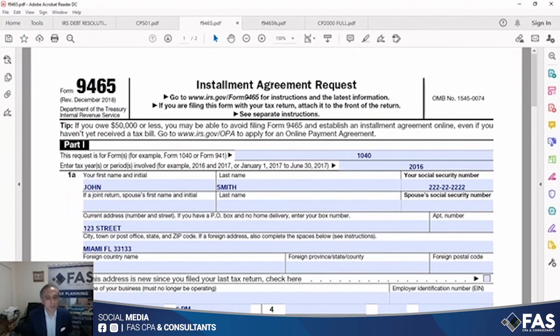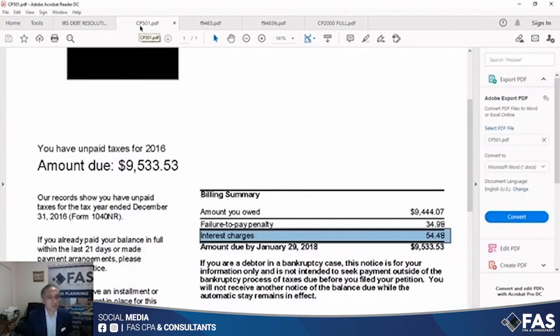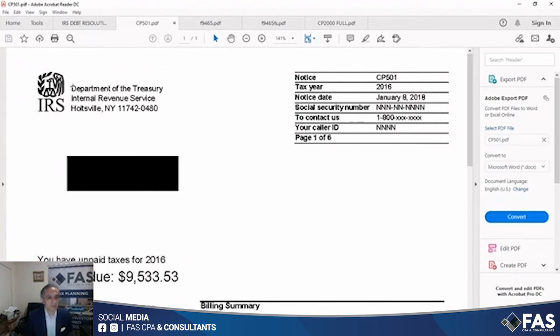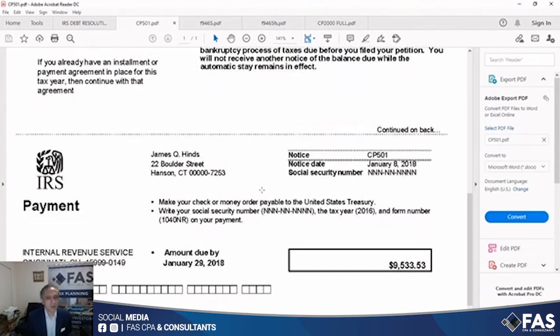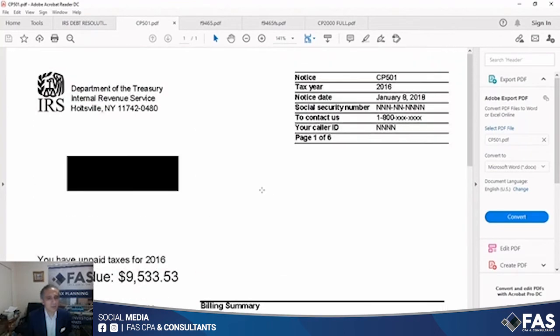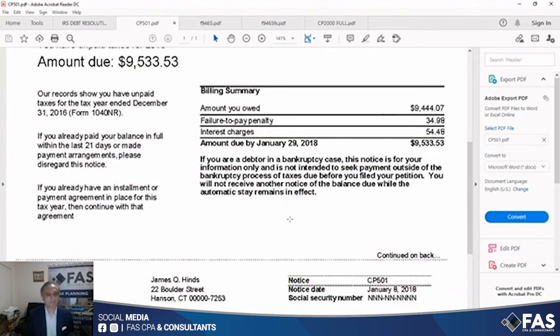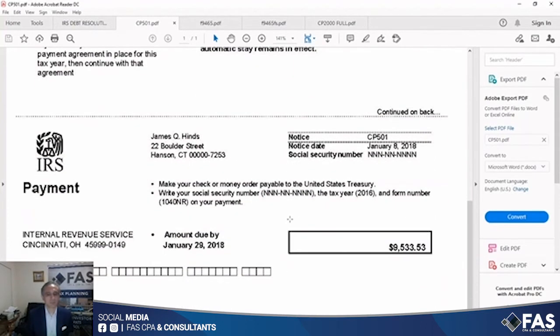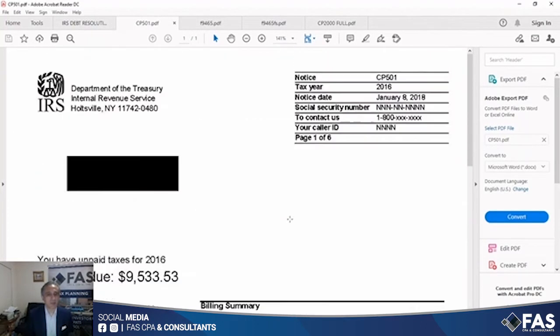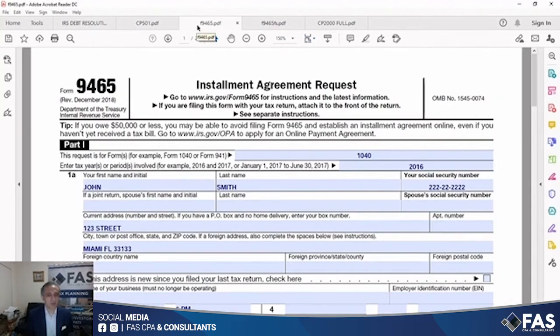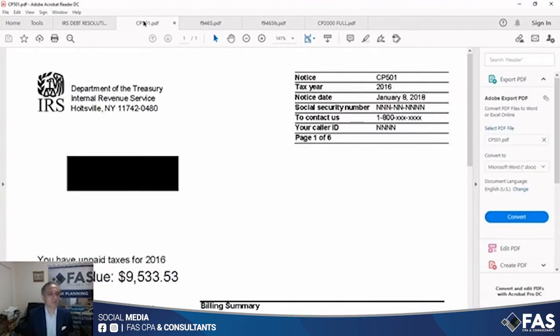and you will send this to the address of the letter, with a copy of the letter. You will send it by certified mail. Once you have that covered, you have signed your installment agreement, attach a copy of the letter from the IRS, and send it to them.